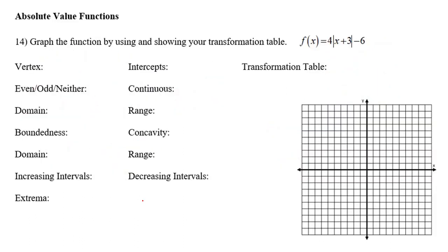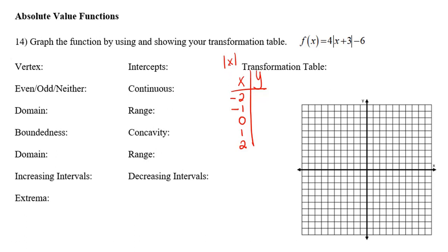The final problem on this video is absolute value functions. So I had to graph this function: the absolute value of x plus 3, quantity, minus 6. Now, remember, we started with a transformation table on each of these. This guy had a transformation table because its parent is absolute value of x. Well, I can plug anything into that, right? So I'm going to go -2, -1, 0, 1, and 2.